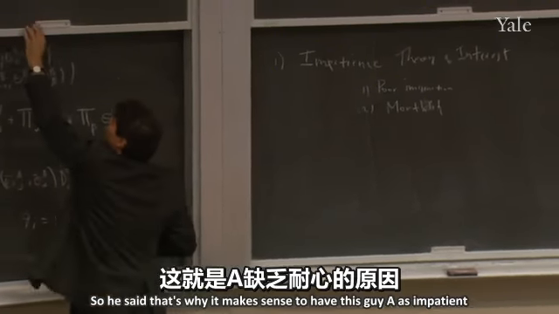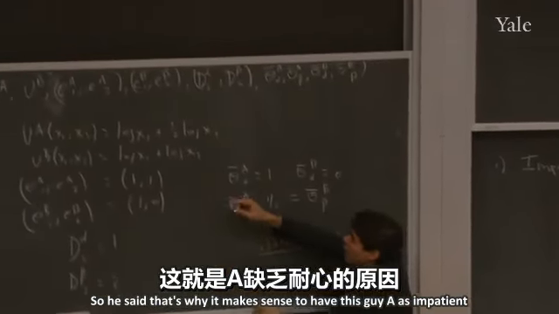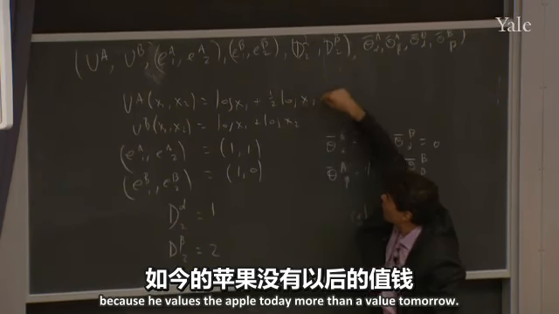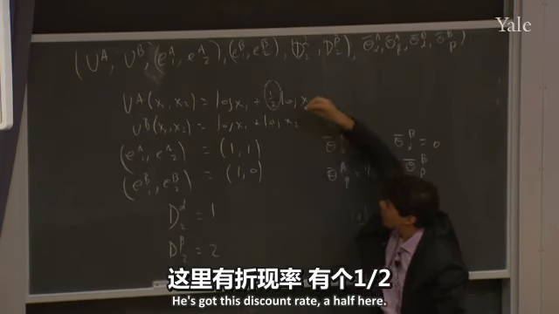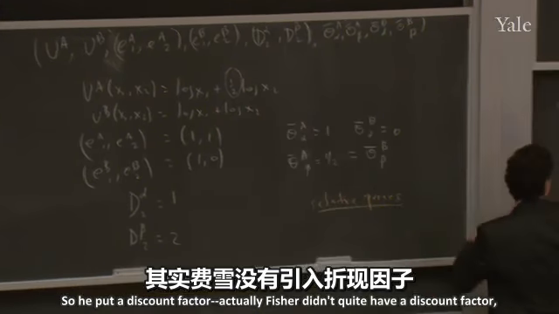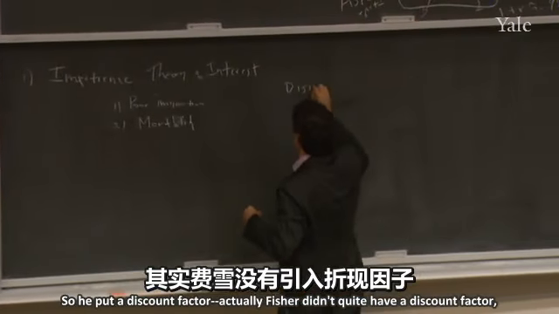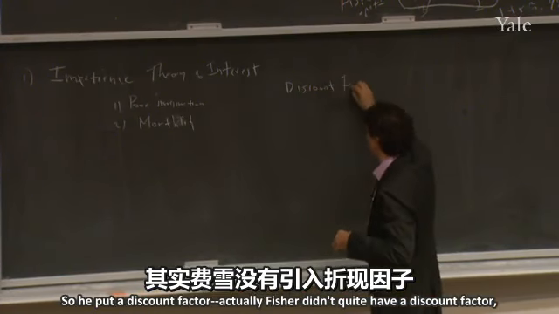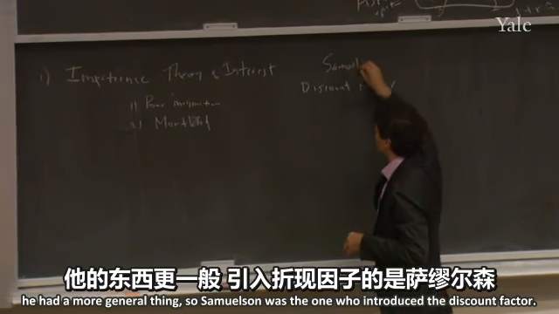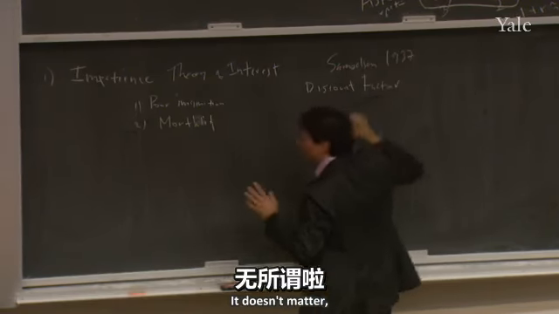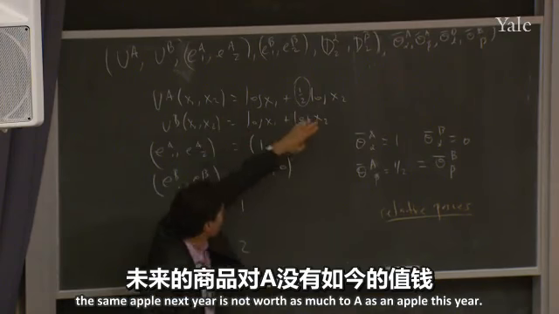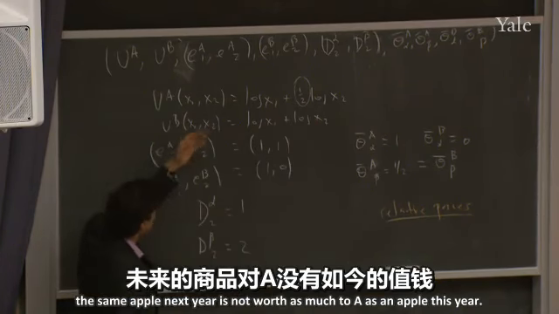So he said that's why it makes sense to have this guy A, who is impatient because he values the apple today more than tomorrow. He's got this discount rate, a half here. B is not impatient because the discount factor is 1. Actually, Fisher didn't quite have a discount factor. He had a more general thing. Samuelson was the one who introduced the discount factor. Doesn't matter. But anyway, a discount factor captures Fisher's idea that the same apple next year is not worth as much to A as an apple this year.